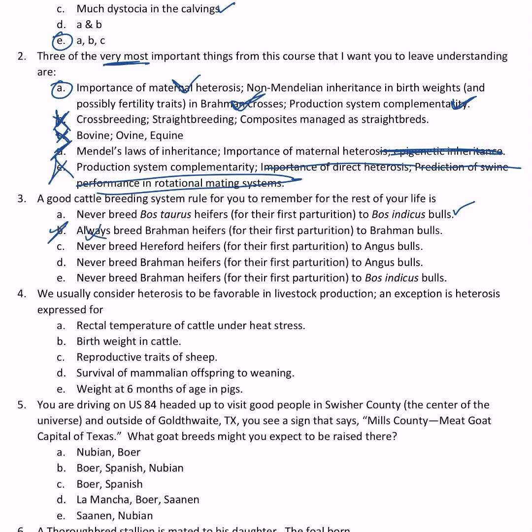Never breed Hereford heifers to Angus bulls. That's Bos Taurus on Bos Taurus, so we won't see any of those increases in birth weights. Never breed Brahman heifers to Angus bulls. Since the bulls are Bos Taurus, we won't see those increases in birth weights either. And then never breed Brahman heifers to Bos Indicus bulls. That would be Bos Indicus on Bos Indicus, so we wouldn't see the increase in birth weights either. But since we have Bos Indicus bulls and Bos Taurus heifers, we would see those extremely high increases in birth weight. So that is the answer.